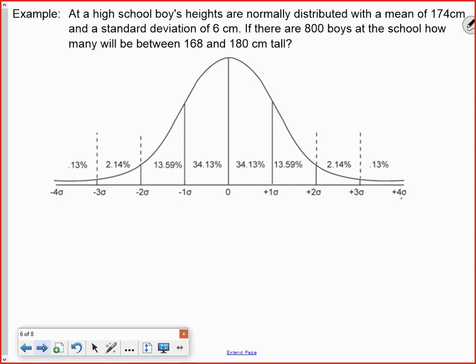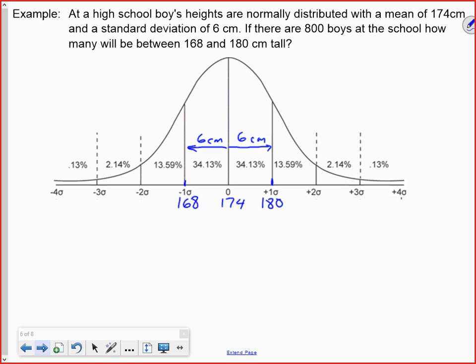Okay. So it's helpful in all of these questions to draw yourself a normal distribution. And we're going to use one here that has all of these percentages on it just to help us out. So here we've got our normal distribution curve. We know that the mean is 174 centimeters. The standard deviation is 6 centimeters. So from the mean out to plus 1 standard deviation is 6 centimeters, and the other way is 6 centimeters as well. So what that tells us is this value here that is plus 1 standard deviation is going to be 174 plus 6, so 180 centimeters. And this would be 174 minus 6, which is 168 centimeters.